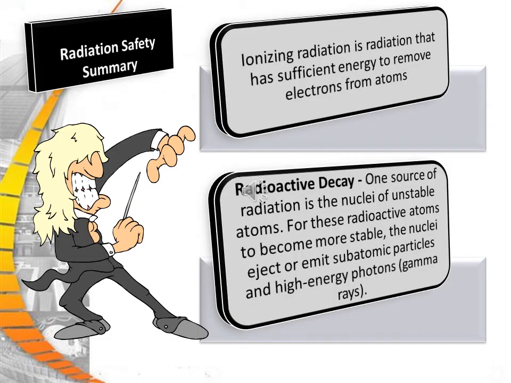Ionizing radiation is radiation that has sufficient energy to remove electrons from atoms. Radioactive decay is one source of radiation, from the nuclei of unstable atoms. For these radioactive atoms to become more stable, the nuclei eject or emit subatomic particles and high-energy photons.